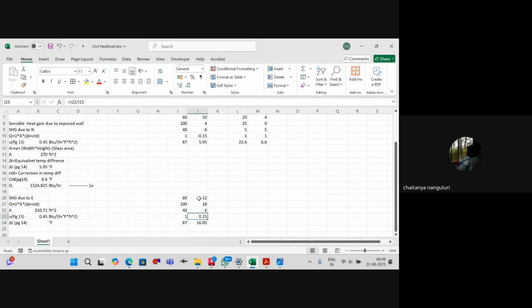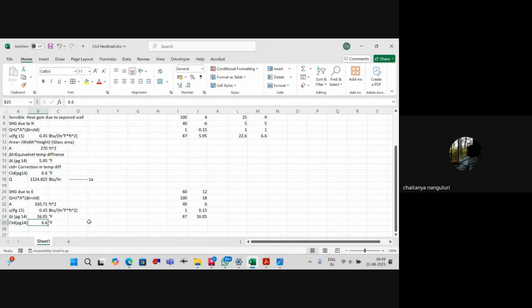27 to J23 is this. What is J23? Automatically it will be 16.05. You agree? Then coming to correction in temperature difference, which is constant irrespective because it's not dependent on the direction. It depends on the location and your place is in Bangalore. So automatically the correction temperature difference and your indoor conditions are also the same. So your CTD will be same.